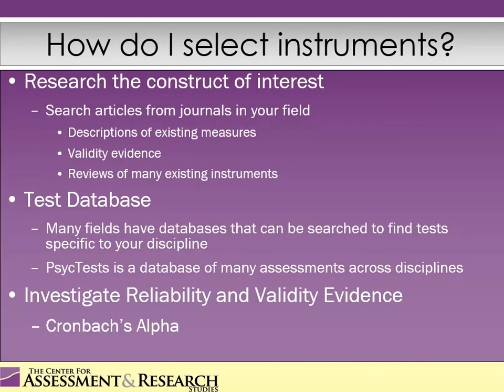When selecting instruments, one question you may have is, where do I find them? In order to find existing instruments, you must research the construct of interest. Search articles from your field's journals. You will often find descriptions of measures, validity studies, and even instrument reviews that will be helpful in your instrument selection process. A test database is another option. Many fields have their own test databases with a variety of instruments.